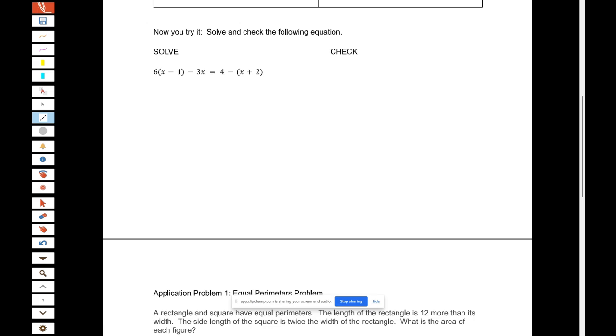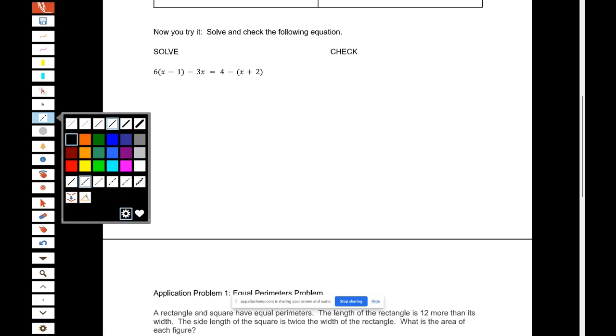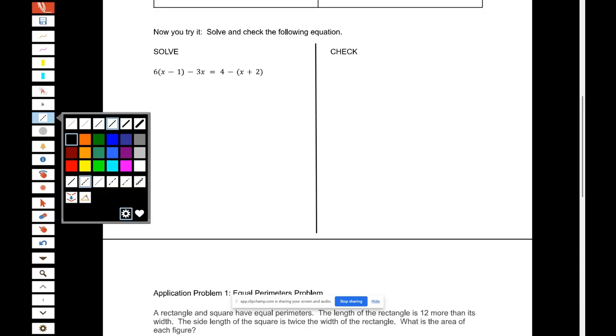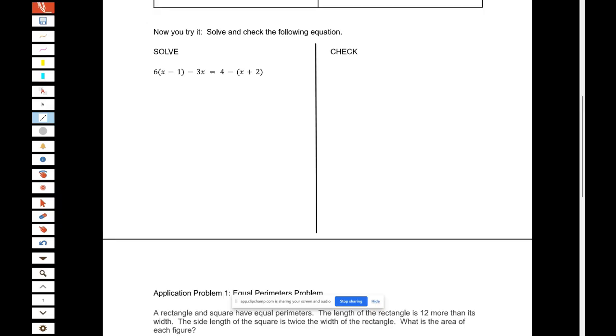So we are going to do this one where we solve and check. I'm going to give us some space here. Now, I would recommend that you pause the video and try to solve it on your own. And even if you already did it in your notes, you could write it on another piece of paper, like from class. And then come back and watch and make sure you got it right. Otherwise, I'm going to go ahead and solve it right now.